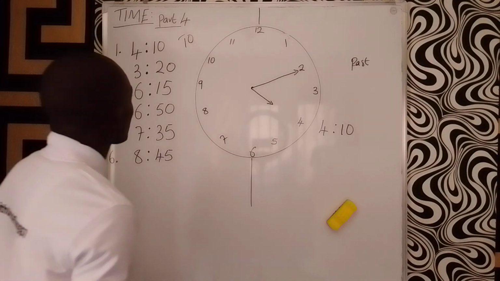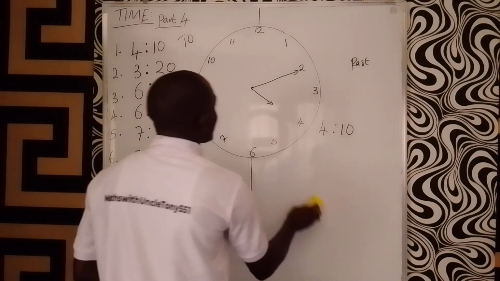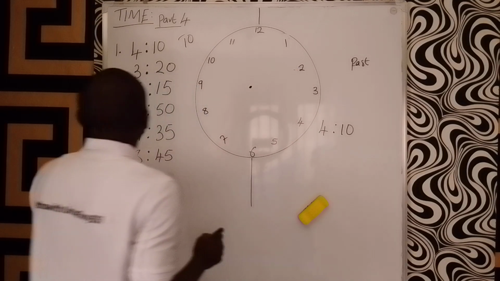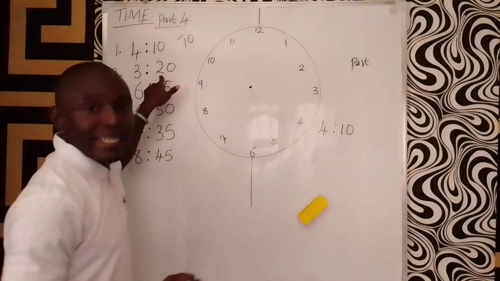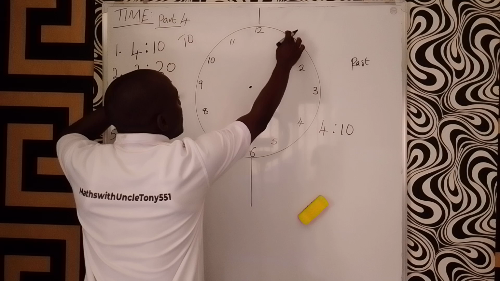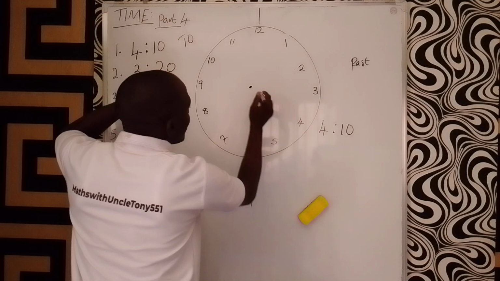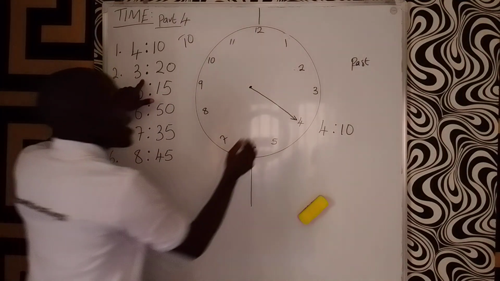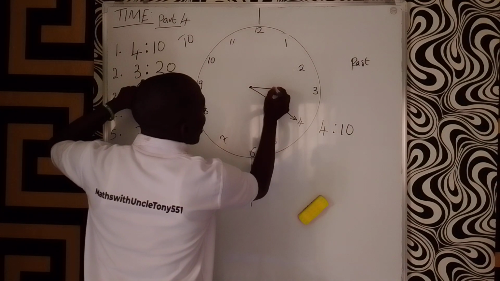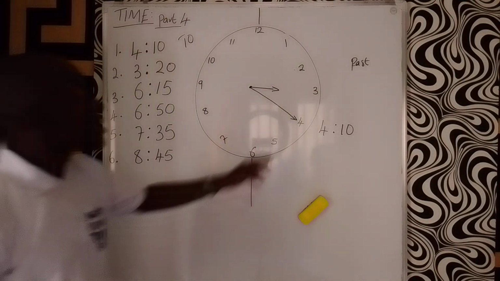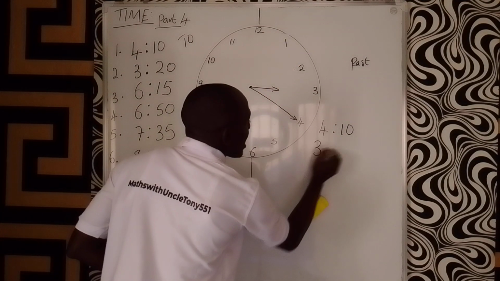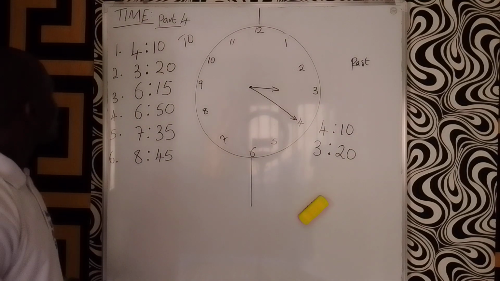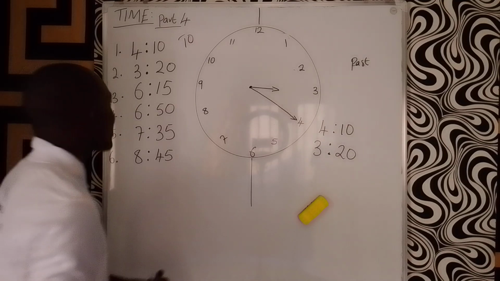Now let's look at number 2, which says 3:20. How do we tell a time when it is 3:20? Okay, let's quickly locate our middle. Now 20 is the minutes. So where is my 20? 5, 10, 15, 20. This is the long hand. This is 20 minutes past 3. Where is my 3? The short hand, which is the hour hand, is pointing at 3. This is 20 minutes past 3. We call it 3:20. Now, there are exceptions. There's a way you can also tell this type of time.